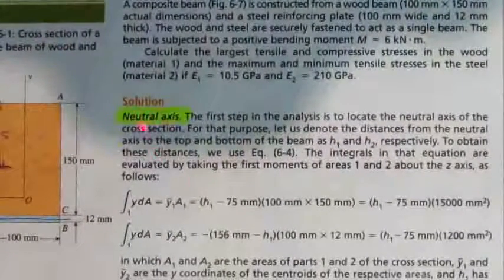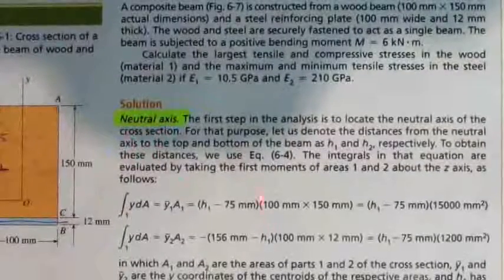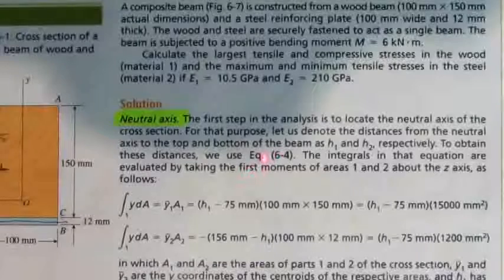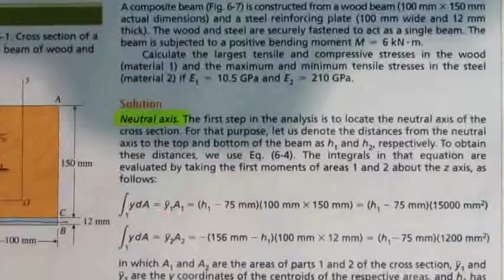So the first thing being calculated is the neutral axis, and we know that the correct formula to use is according to equation 6.4, and equation 6.4 is shown here. The integral of y dA is equal to ȳA. Essentially what this means is your ȳA here, the y1 rather, is the distance between the two axes that I was talking about, the local neutral axis and the global neutral axis.